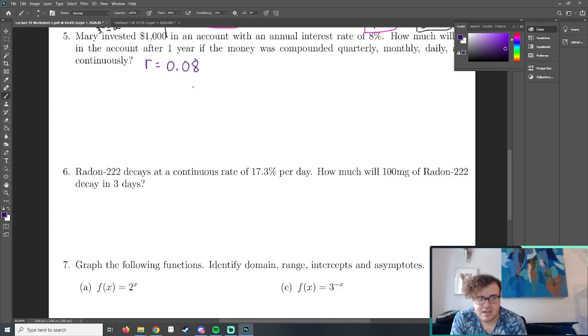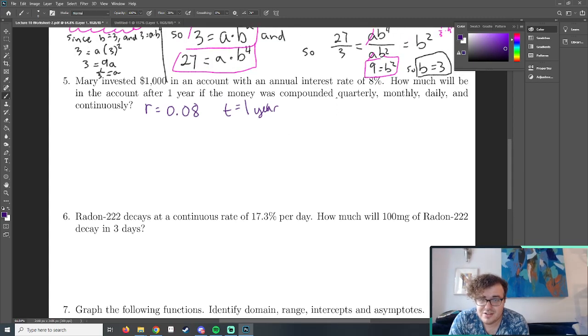How much will be in the account after 1 year? Okay, that's already more information. T equals 1 year. If the money was compounded quarterly, monthly, daily, and continuously. Now here's where these problems confuse people. They are asking you to calculate 4 separate things.